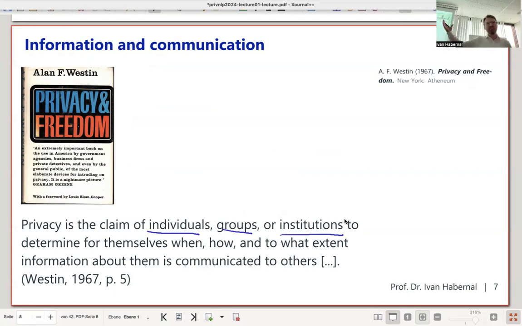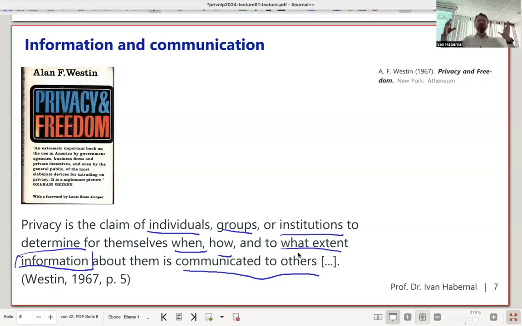It's interesting, like institutions have some right to determine for themselves when, how, and to what extent information about them is communicated to others. Now we're talking about information, okay, general term. So I believe this comes, at least in my understanding, really closer to what we understand as privacy now. Like we have some information as an individual, as a group of people, as an institution, and we want to control when and how and under what circumstances it gets sort of leaked or communicated to others.